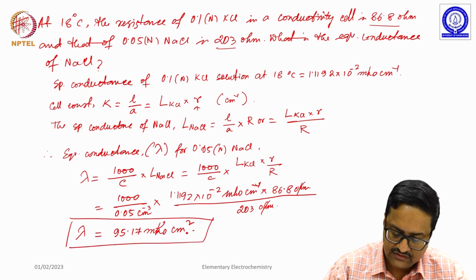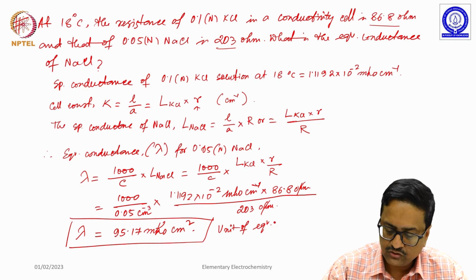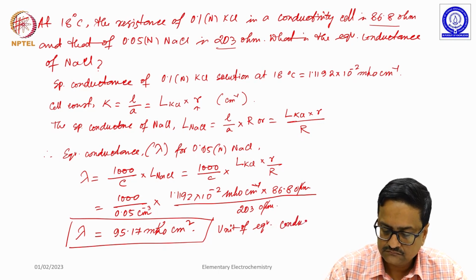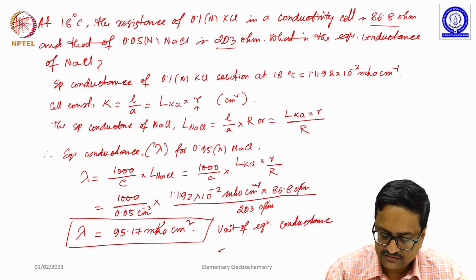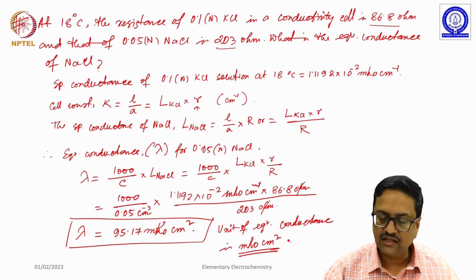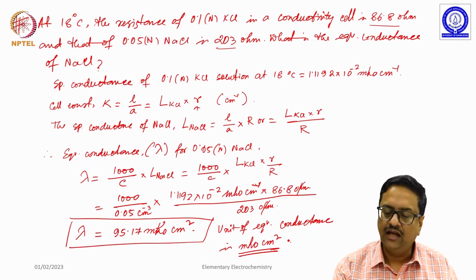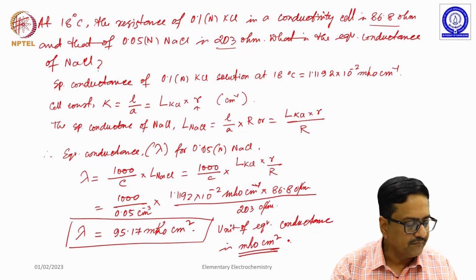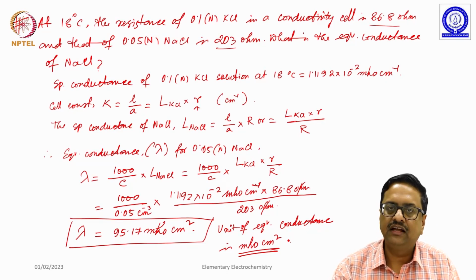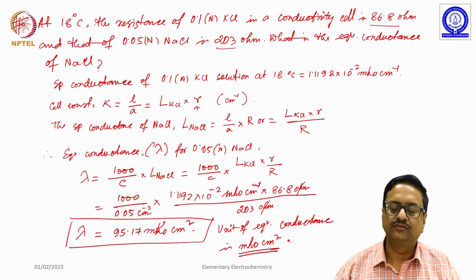So what we get is that the unit of equivalent conductance is mho centimeter square, right? So these things you should remember, that the units of conductance, specific conductance and equivalent conductance are not the same, because they have different physical significance, physical meaning. As a result, their units are also different.